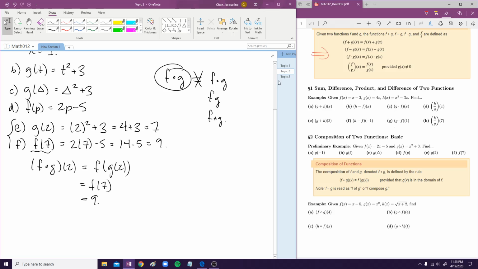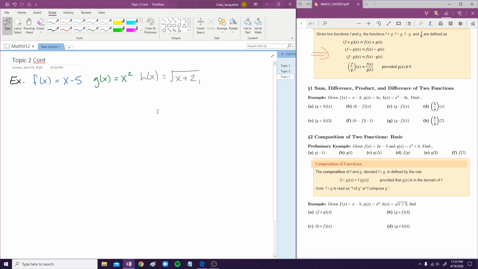So let's go to this one. We're given three functions: f of x, which is equal to x minus 5, g of x, which is equal to x squared, and h of x equal to the square root of x plus 2. And we have four parts in this. So for A, we want to find f of g of 4. So how do I write f of g of 4? This is f of g of 4.